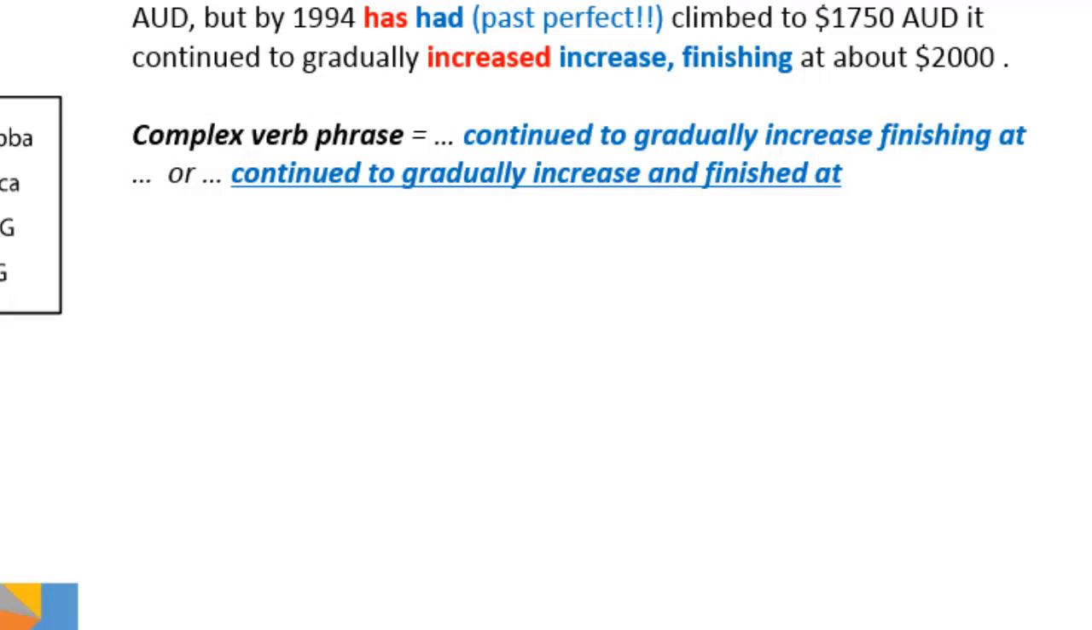Continue to gradually increase. So it's actually a noun there. Finishing at. Or you could have written it like this. It continued to gradually increase and finished at.